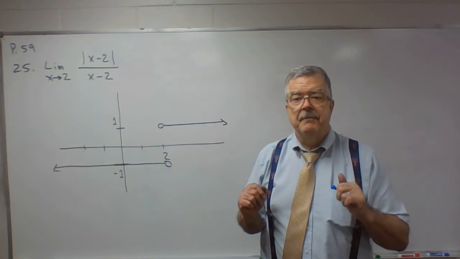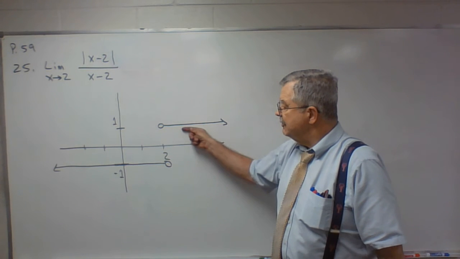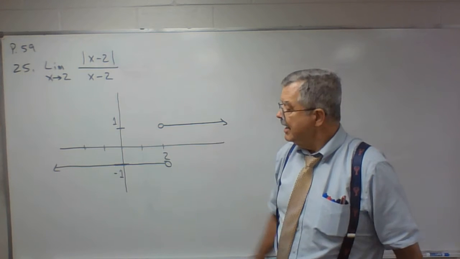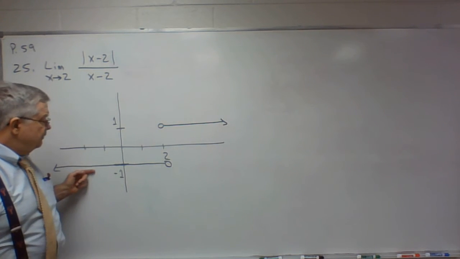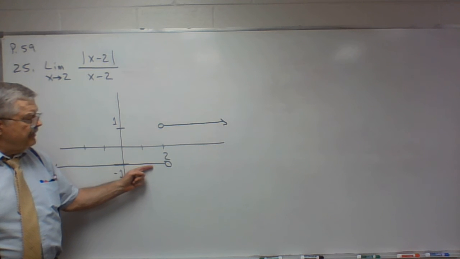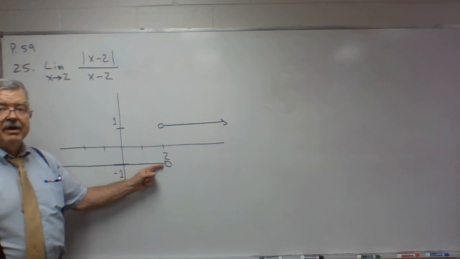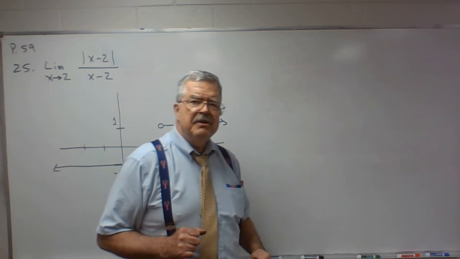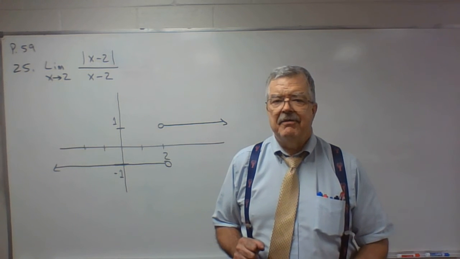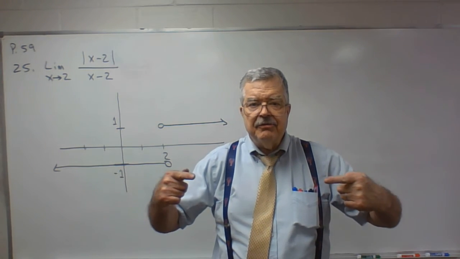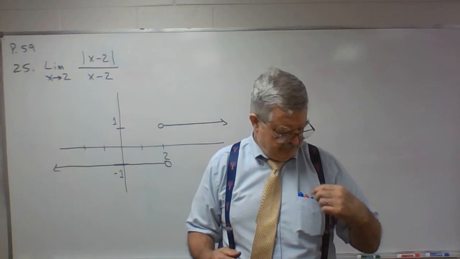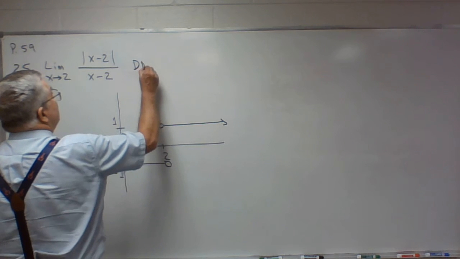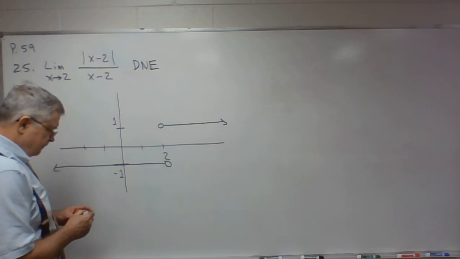And the answer is no. As x approaches 2 from this direction, f of x gets closer and closer to 1. As a matter of fact, it's equal to 1. As x approaches 2 from this direction, f of x gets closer and closer to negative 1. As a matter of fact, it's equal to negative 1. So there is no one single value that f of x approaches as x approaches 2 from either direction. So we would say this limit does not exist.